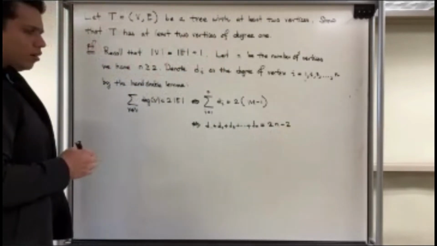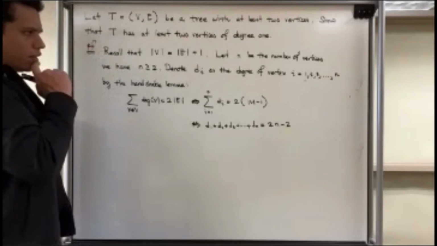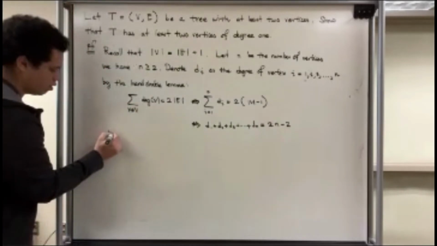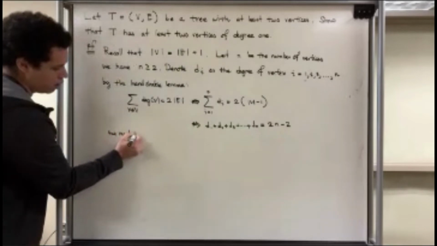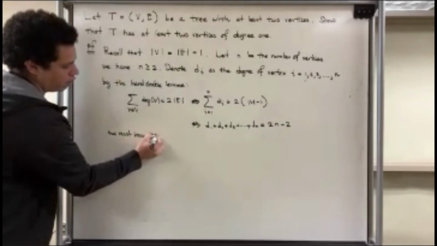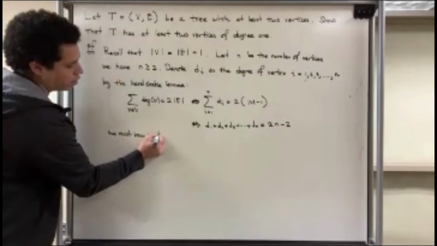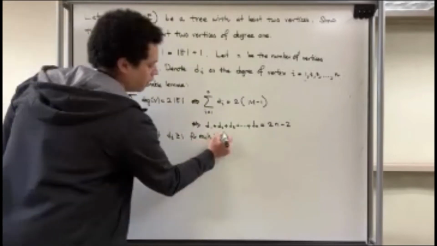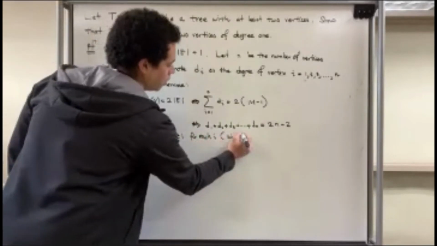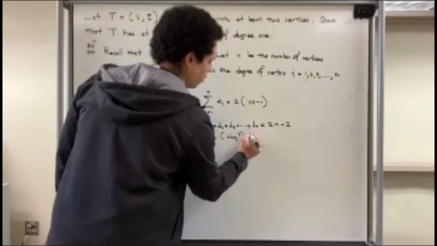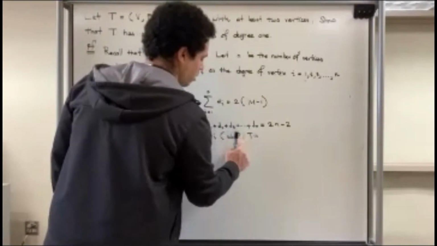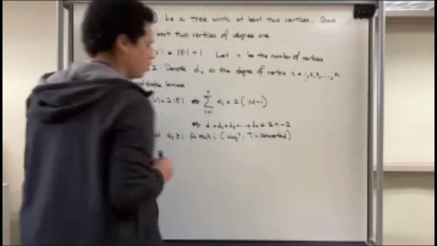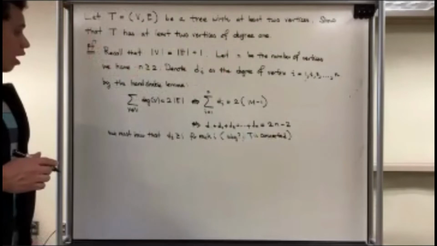Now, look at the equation that we have here. Since this is a connected graph, being a tree, we must have that d_i is greater or equal than 1 for each i. And the reason is that T is connected. That would be the reason.